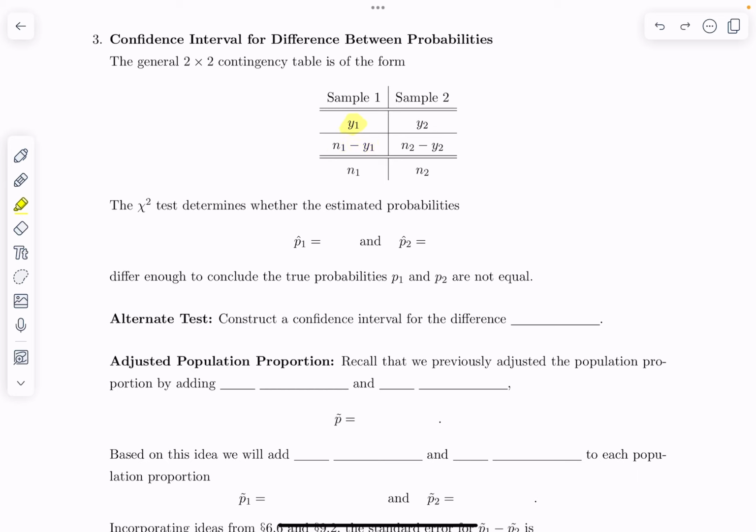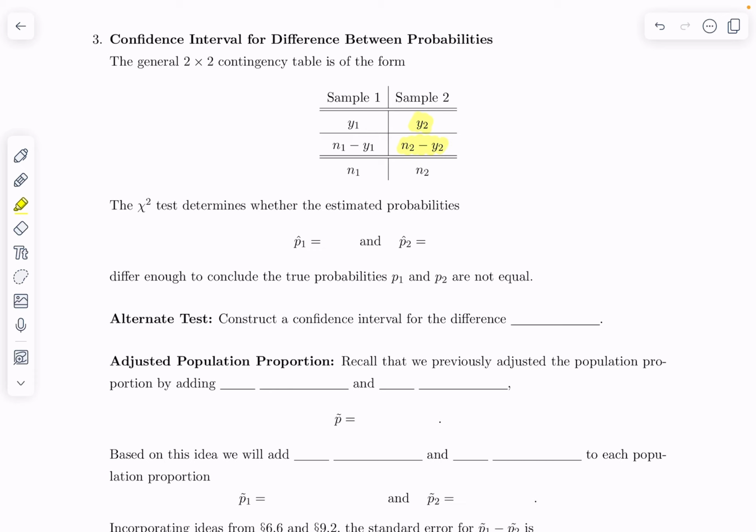Now for sample 2, y2 is going to be the number of individuals that have that same trait. And then n2 minus y2 is the number of individuals that do not have that trait. Again, we are forming a dichotomous population with those two samples. And then the total number in sample 2 is going to be n2.